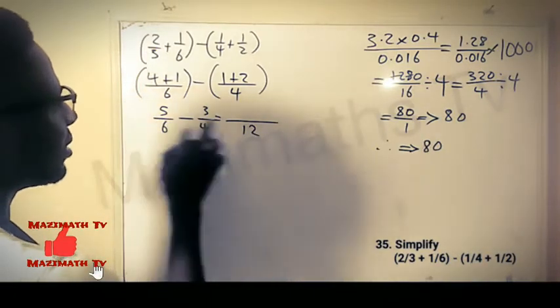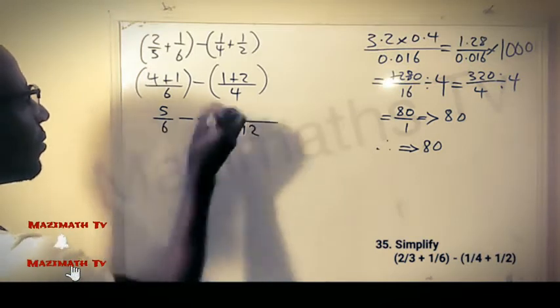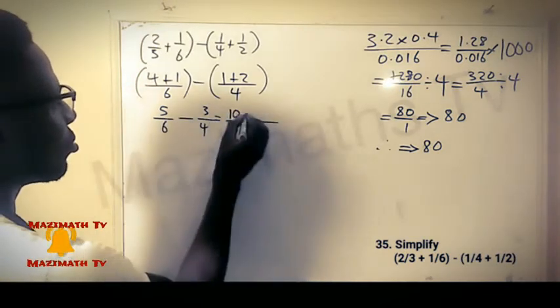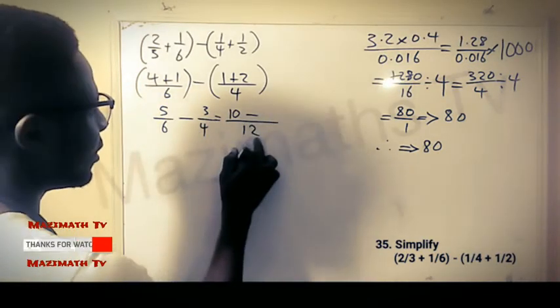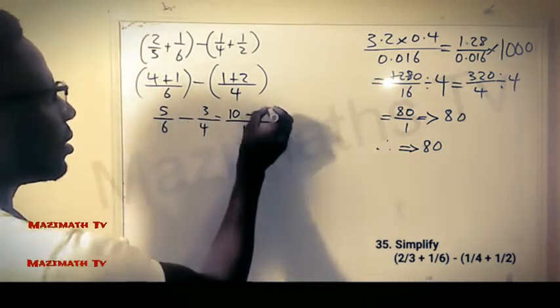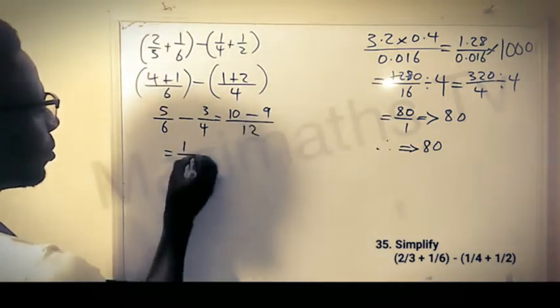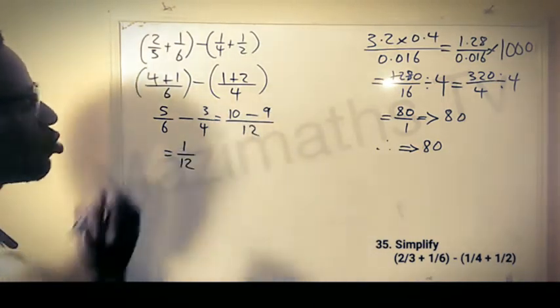Now, how many 6 are there in 12? That's 2. You multiply with the number, 2 times 5, that's 10, minus how many 4 are there in 12? That is 3. Multiply with the number, 3 times 3, that's 9. So now, 10 minus 9, 1 over 12. So this will be your final answer.